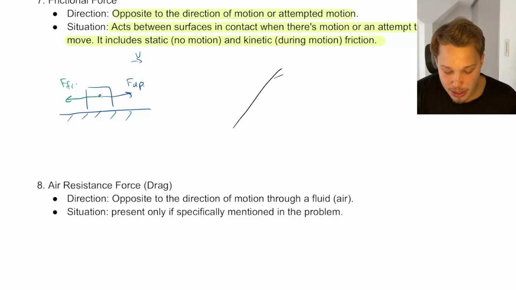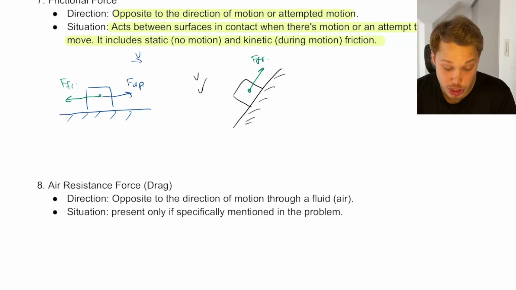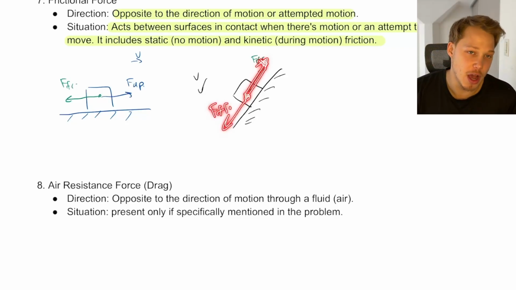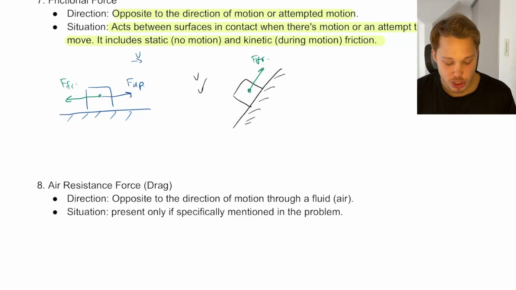If I have a box that is sliding down the incline, then my friction force is going to be up the incline. On the other hand, if I was pushing it up the incline and it was going up, the friction will always be in the opposite direction of motion. So my friction would have been down if I was moving up. Those are just some of the examples.